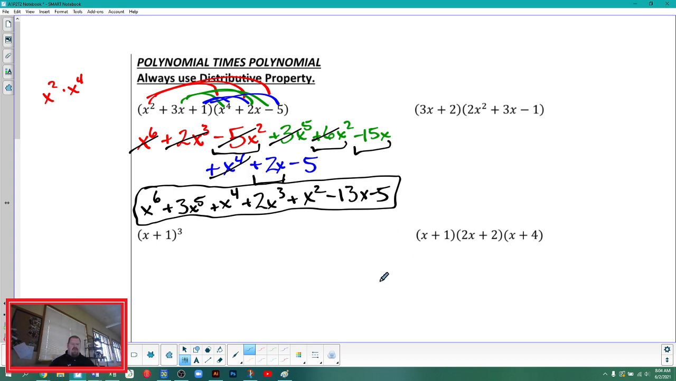This next one's probably going to be a little bit nicer. Not much, but a little bit. Because I only have 2 things in the first one, so I'm going to multiply that 3x by everything. 3 times 2 is 6, and x times x squared is x to the 3rd. 3 times 3 is 9, x times x is x squared. And 3x times negative 1 is negative 3x. To make the combining part a little bit easier, I'm going to try to stack up my like terms now.